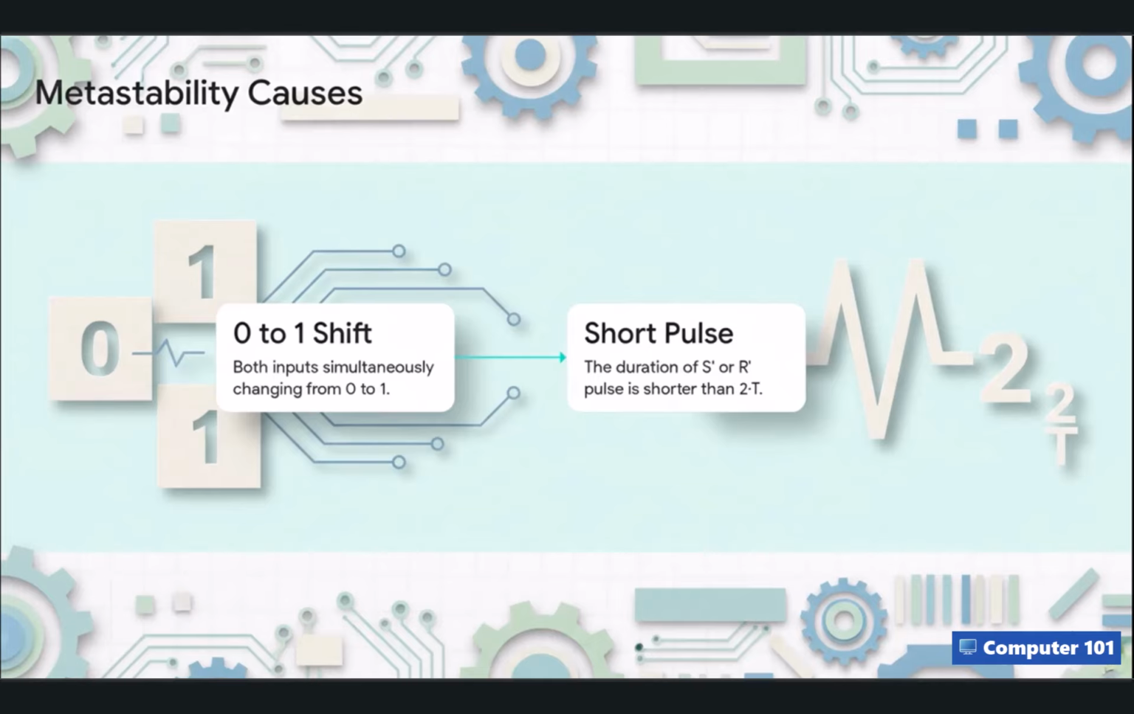So the crucial point here is that this metastability isn't just some freak occurrence. It's a built-in physical flaw that can be triggered in 2 main ways. The first is what we literally just saw, both inputs changing from 0 to 1 at the exact same time. But the second trigger is far more insidious, a voltage pulse that is simply too short, specifically shorter than 2 times t. Let's look at what t actually is.